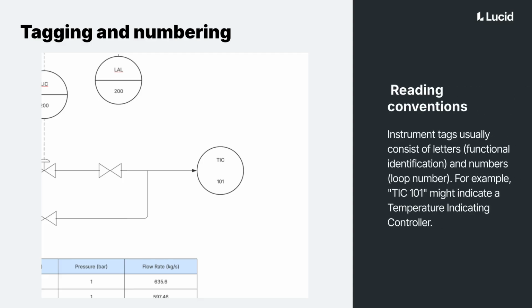How to read P&ID tagging and numbering conventions. Look for the letter-number combo. Letters identify the function, like T for temperature, while the numbers identify the specific control loop.